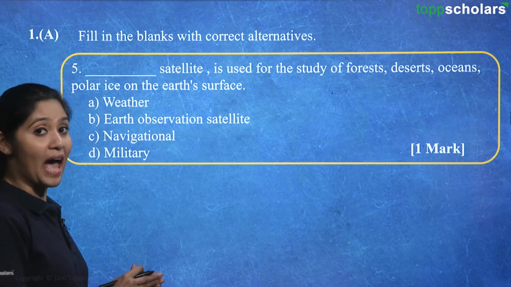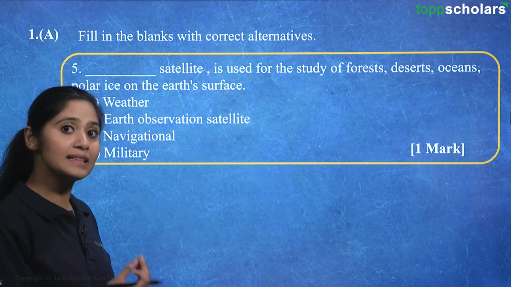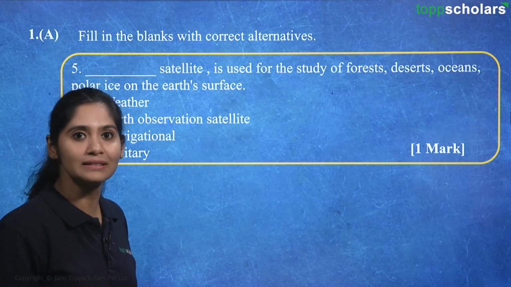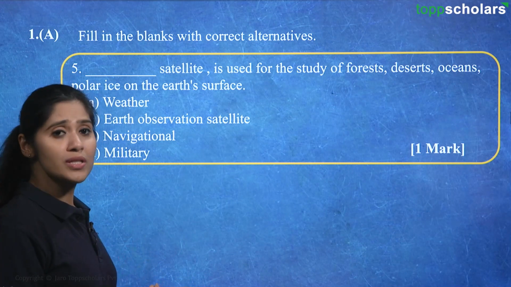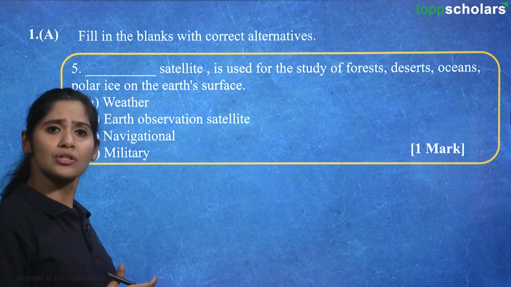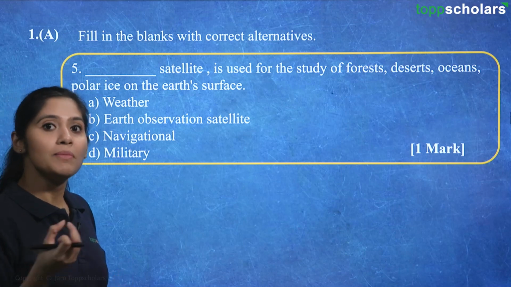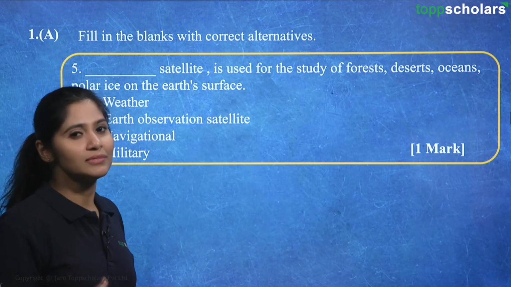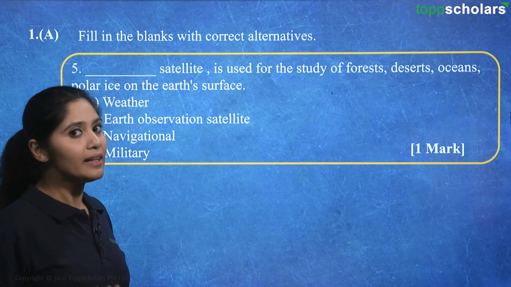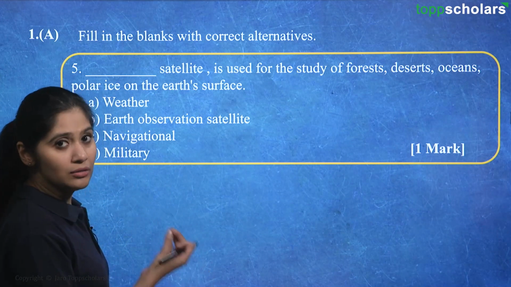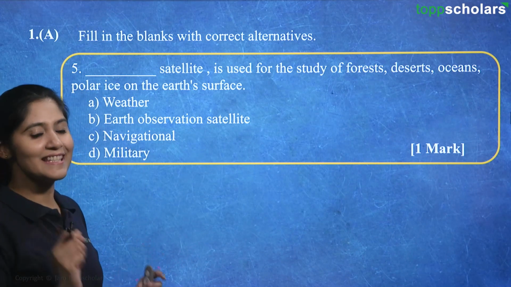Third, C, navigational. Navigation is all about finding routes, maps, right? The Google Maps that we use so often is using the navigation satellites. It always shows us where the traffic is most high, which is the shortest route, etc. Then military satellite. What would it be doing? It would be taking care of the security of a particular country. Correct? So, for now, we can say that B looks like a probable answer. Let's see the solution.